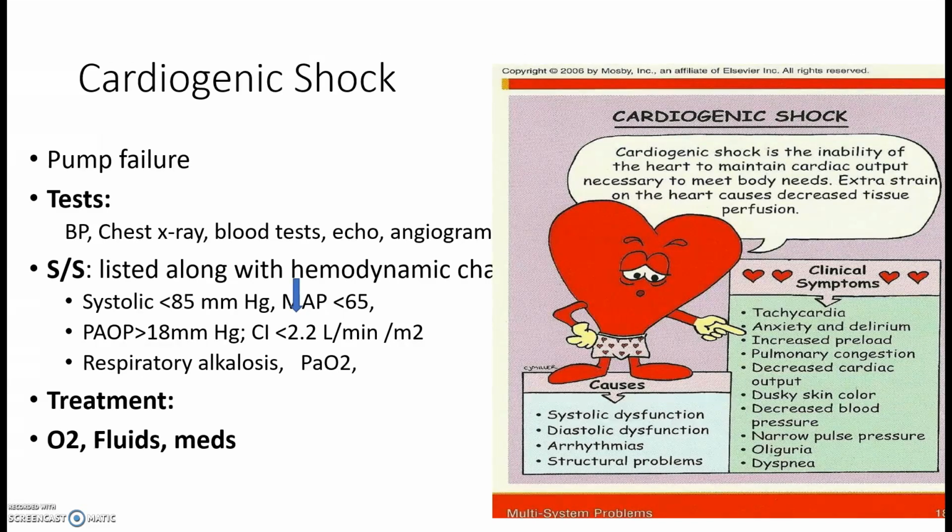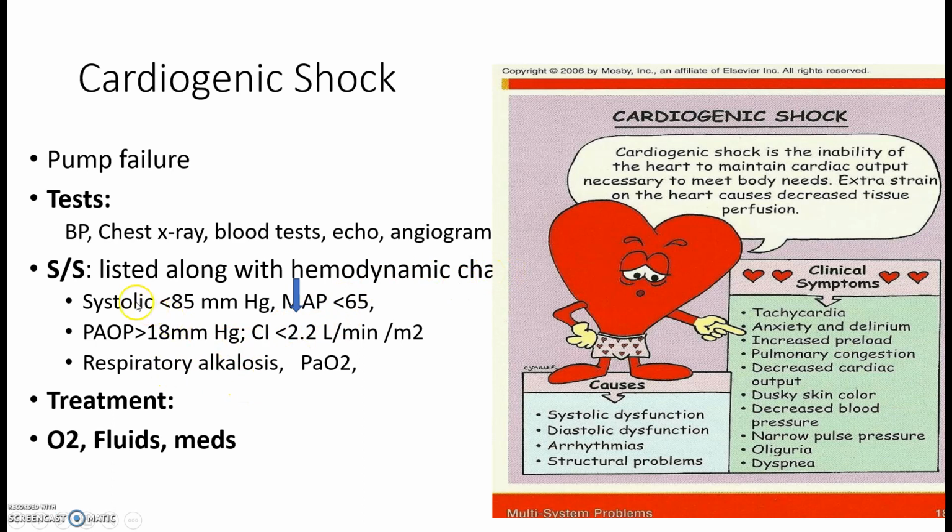Chest x-ray, we want to see fluid, well, we don't want to see, but we will see fluid backup into the lungs. Blood tests will be looking at ABGs, metabolic panel, and CBC. Echocardiogram, telling us if there is any valve prolapse because of the myocardial infarction. Angiogram to see if and which blood vessel on the coronary circulation is occluded.